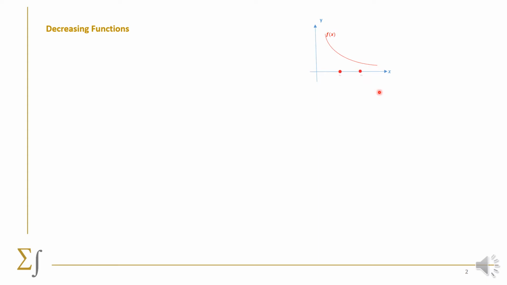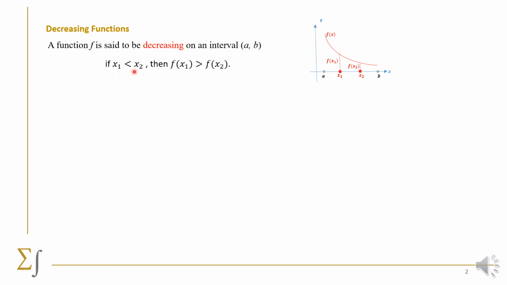So let's see this on the graph. Here is x1 and x2. Here is f of x1, here is f of x2. We see that this function is decreasing because x1 is less than x2, but f of x1 is larger than f of x2, and in such case we say the function is decreasing. So we write this: a function f is said to be decreasing on an interval a, b, if x1 is less than x2, then f of x1 is greater than f of x2.